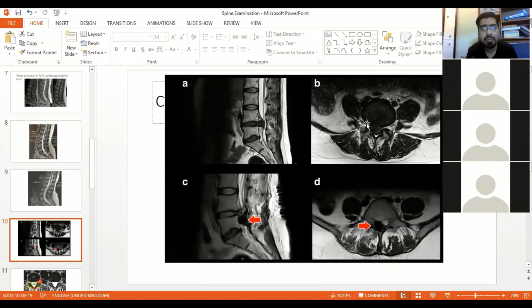How to shift it there? I will tell you after two more slides. There you see. What do you see here? There is also disc bulge that is causing obliteration of spinal canal and severe compression.